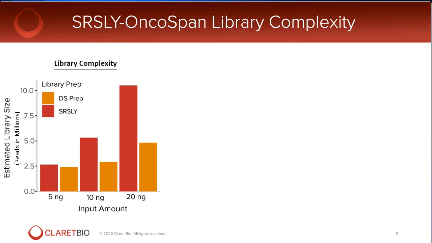And for that, the double-stranded prep performed favorably at the 5 nanogram and 10 nanogram levels. And by that, I mean the complexity was on par or slightly better at the 5 nanogram level with SRSLY, slightly less at the 10 nanogram, but at 20 nanograms, the result here definitely repeated that the double-stranded was lower than SRSLY. So take that information as what you will.